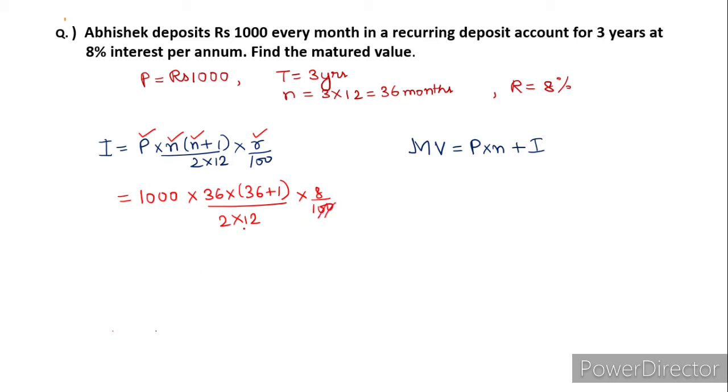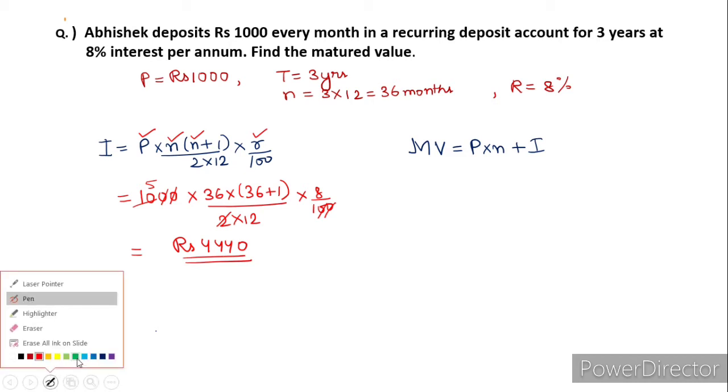0, 0 will get cancelled. 2 ones are 2, 2 fives are 10. If you solve this, the final answer will be rupees 4440. Now you have the interest. The question was find maturity value.